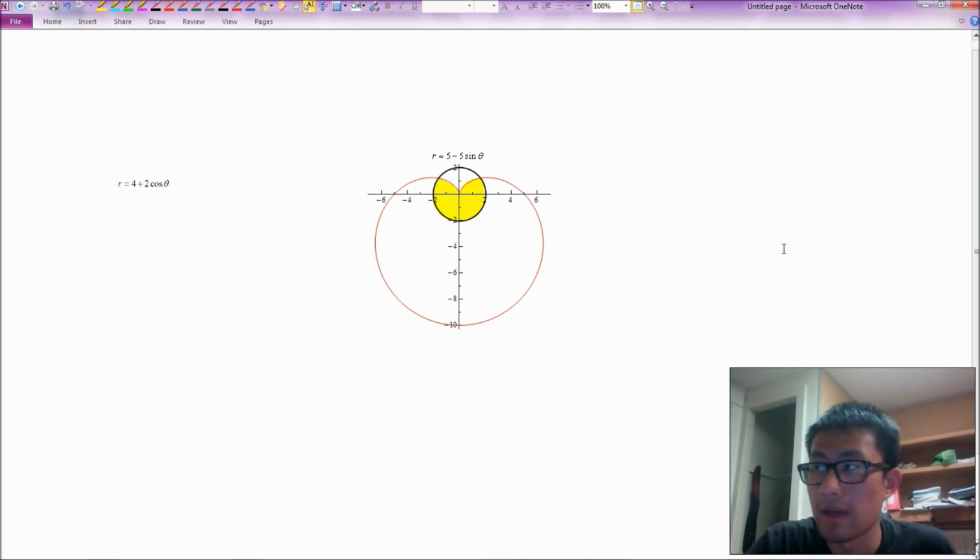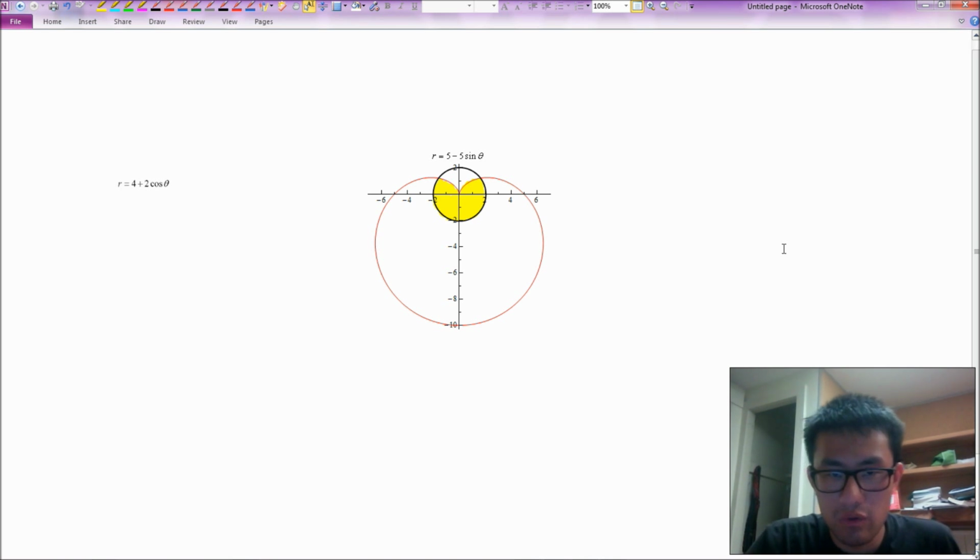Today we're going to talk about finding the area of a polar function. Last episode we talked about polar functions, how to convert them back to normal xy functions, and how to find the slopes of polar curves. If you want to review the topic from the last episode, click here.